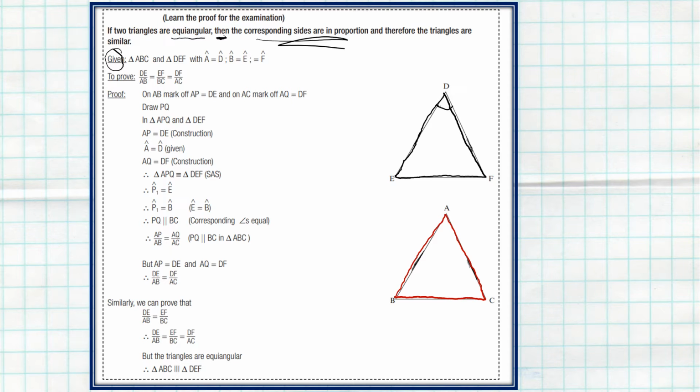It means that this angle is equal to this angle, and this angle is equal to this angle. So that is our given information: angle A is equal to angle D, angle B is equal to angle E, and angle F is equal to angle C, obviously, angle C.